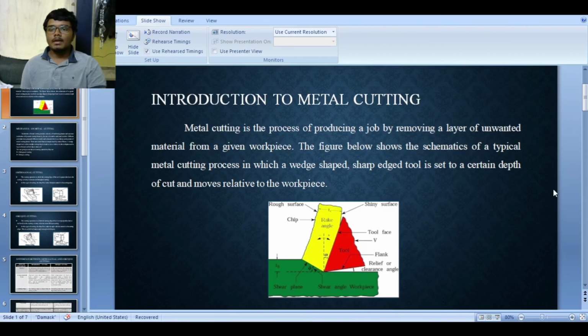Hello everyone, we are going to talk about the mechanics of metal cutting, orthogonal cutting and oblique cutting. Before we get into the main topic, we can talk about the introduction to metal cutting.